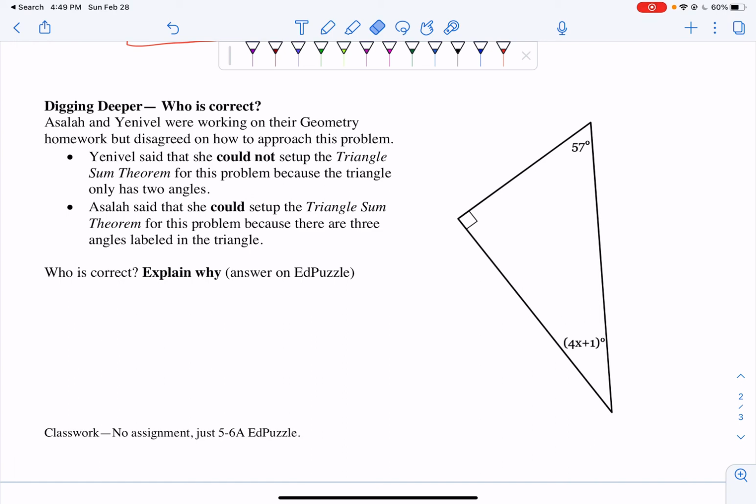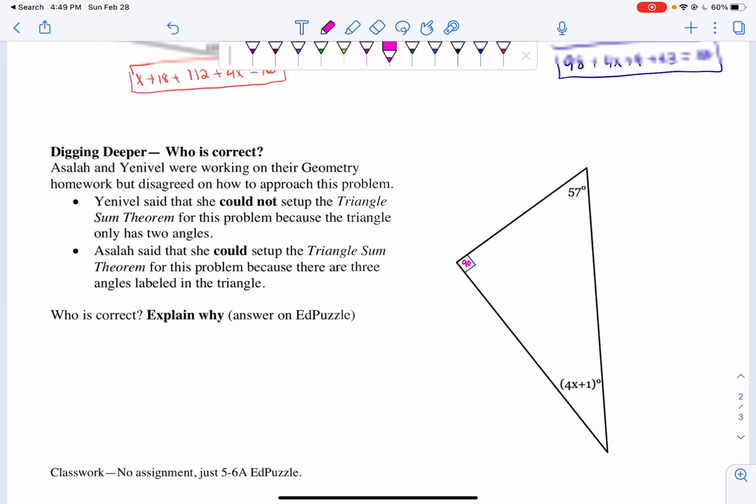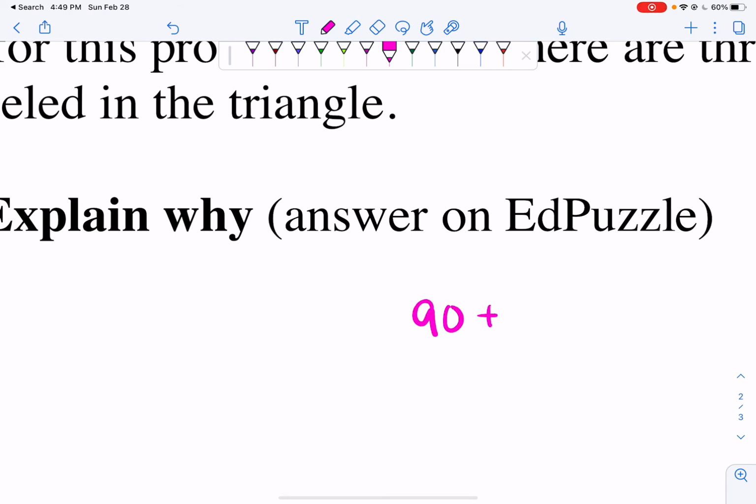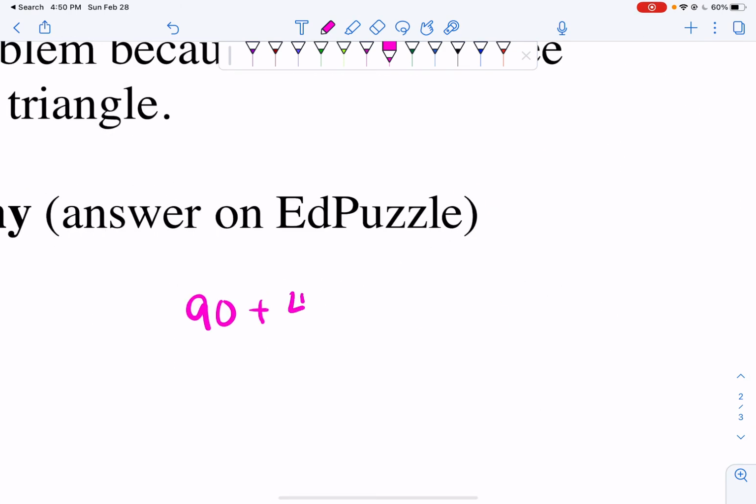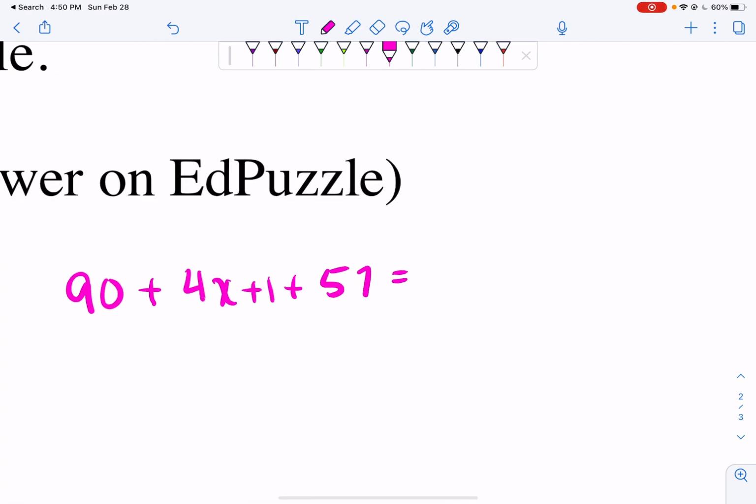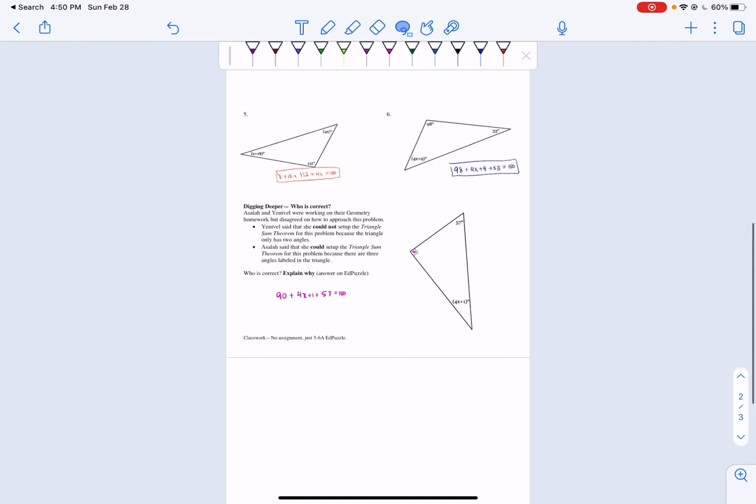So for this question, Asala is actually correct because I do have 3 angles. This angle right here is 90 degrees. So Asala is correct. Yenivel is incorrect. So Yenivel is just saying that I have 2 angles, 57 and 4x plus 1. Yenivel is not acknowledging this 90-degree angle. So what Asala is saying is that her setup would be 90 plus 4x plus 1 plus 57 is equal to 180. So again, what we were going to be focusing on tomorrow is we're actually going to focus on how to solve this equation and find out the missing information that we want.